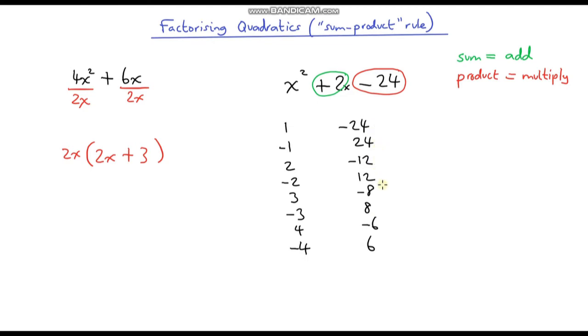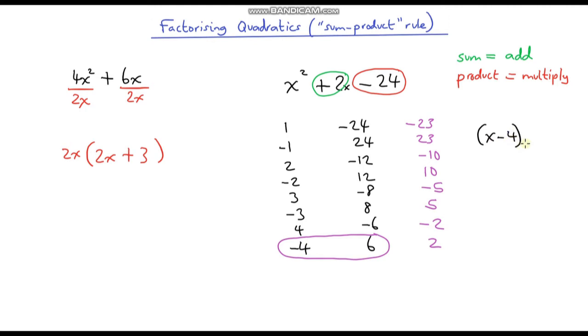And notice how all of these combinations, we've got 8 different combinations, all of these give us a product of negative 24. But now we just need to identify which one of these pairs gives us a sum of positive 2. So these ones here, they give us a product of negative 24, and they also give us a sum of positive 2. So these are our two numbers that we're going to put in our brackets. So to factorise this expression, all we do is we write x minus 4 in one bracket, and then x plus 6 in our other bracket. And again, we can double check our answer by expanding the brackets.